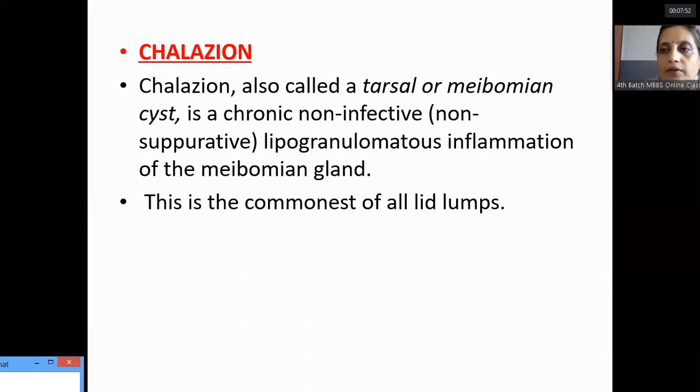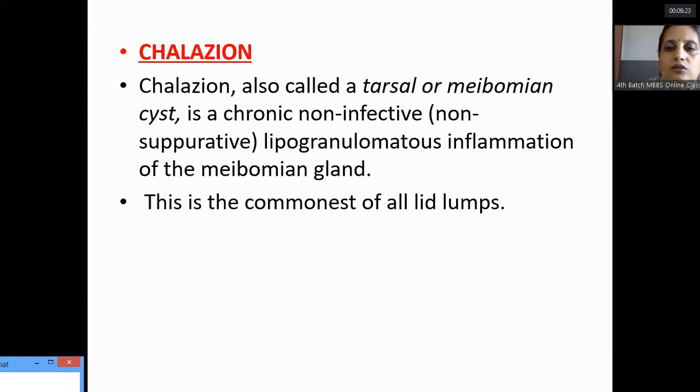Another common condition is the Chalazion, which is also called tarsal or meibomian cyst, and it is a chronic non-infective lipogranulomatous inflammation of the meibomian gland. Whereas what is the stye? You will be asked in the exam what is the difference between the stye and Chalazion. So stye is the acute suppurative inflammation of the glands of Zeis and Moll, whereas this is the chronic non-infective lipogranulomatous inflammation of the meibomian gland.